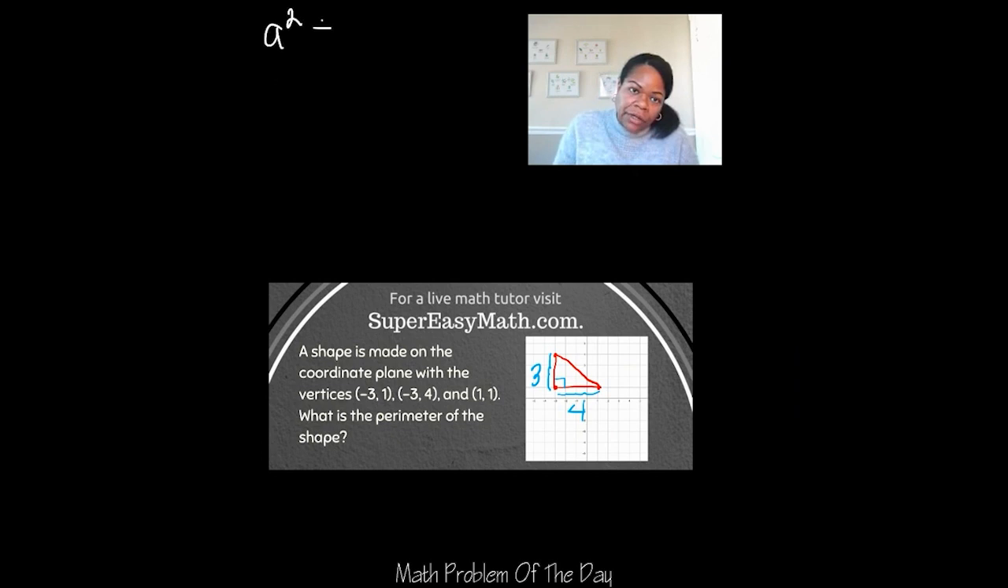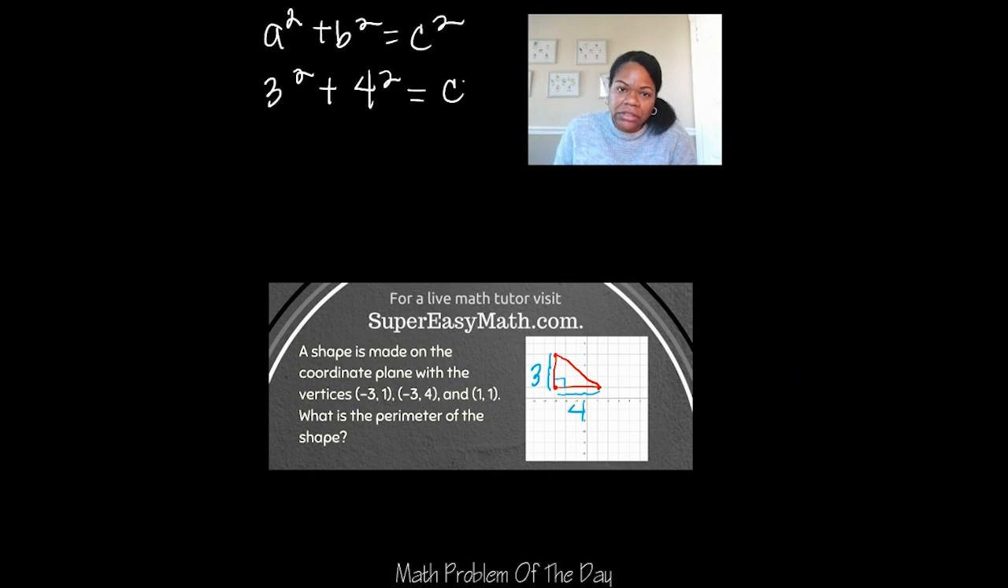So now I'm going to write that Pythagorean theorem. I got a squared plus b squared equals c squared. So A, it doesn't matter which side is A or which side is B. The only thing that matters is which side is C. The C always has to be the hypotenuse, or the side that's diagonal from the right angle. So A is 3 squared, B is 4 squared, and then C is just c squared.